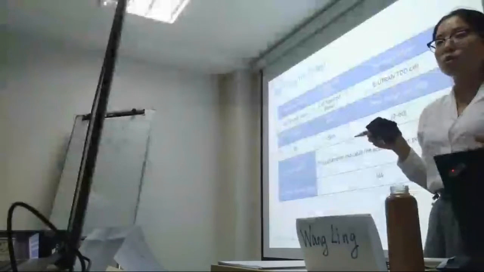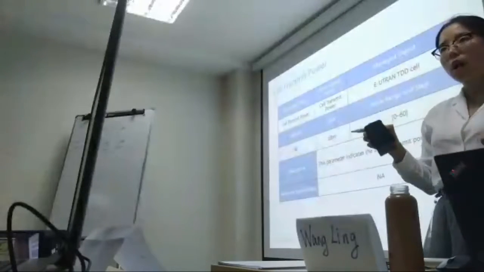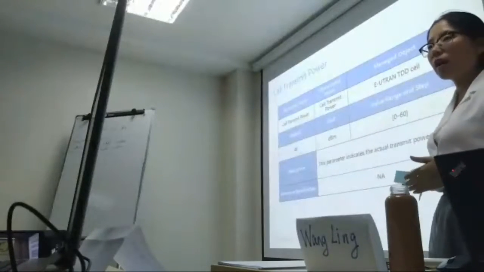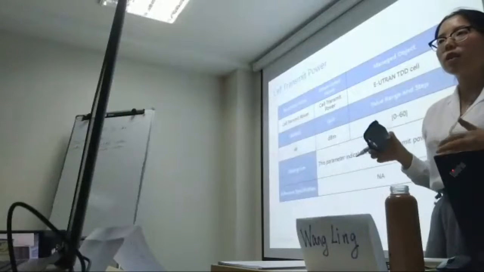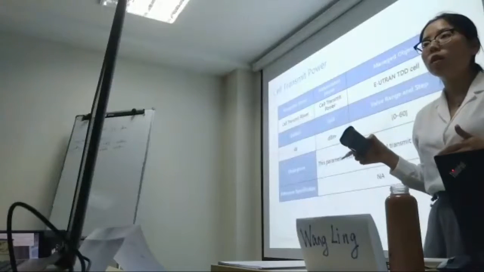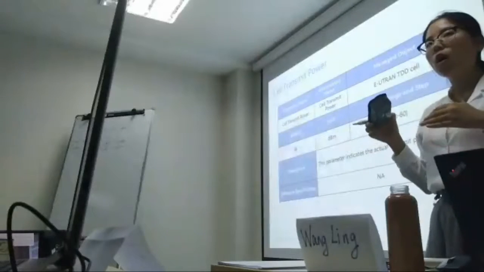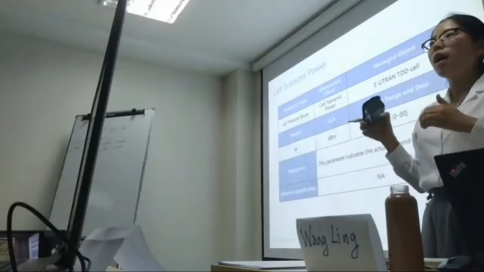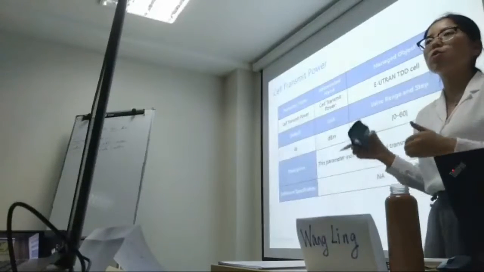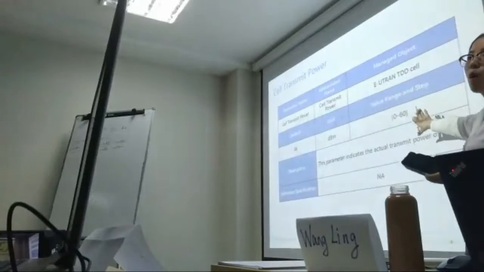So the cell transmit power, this is reused, so this value we also don't need to configure. We just need to configure the RS power. So the system will, according to the RS power and the power control strategy, calculate one.